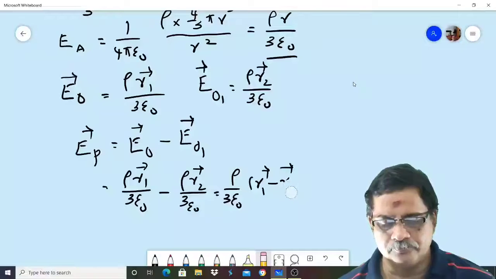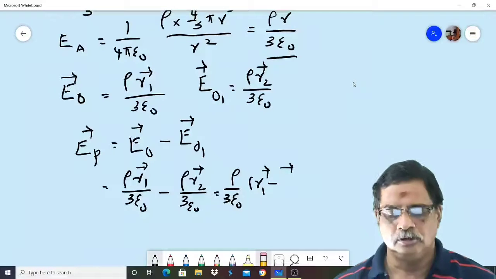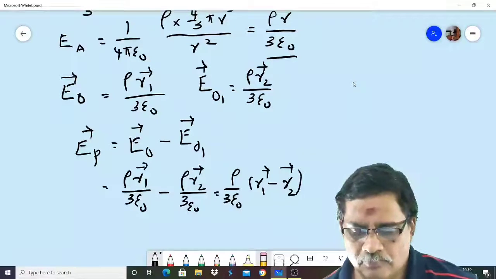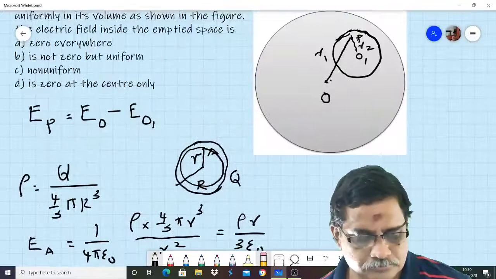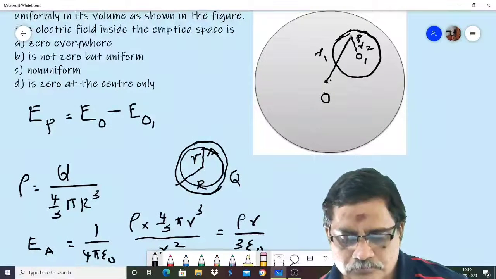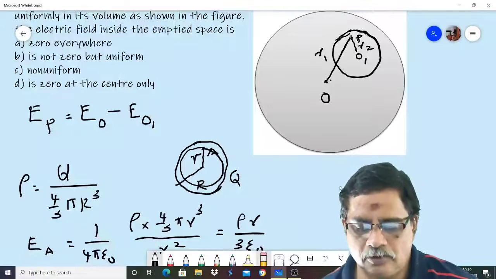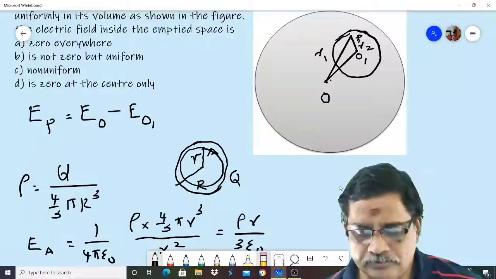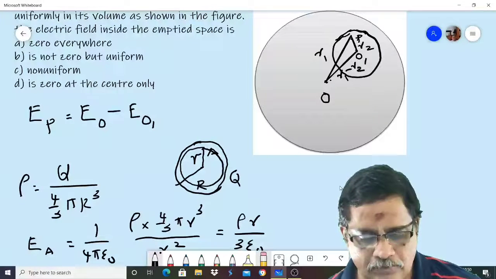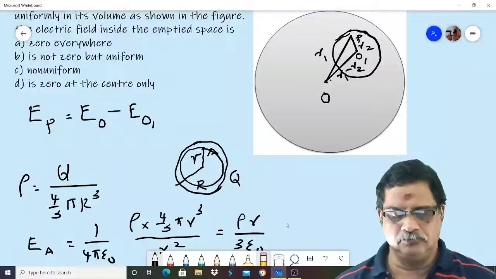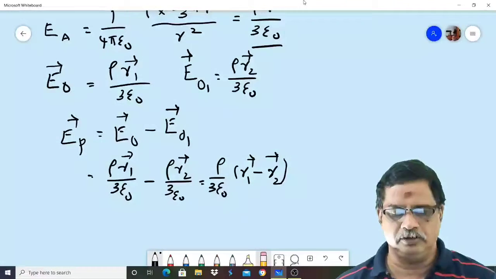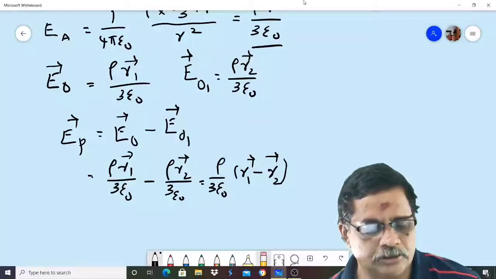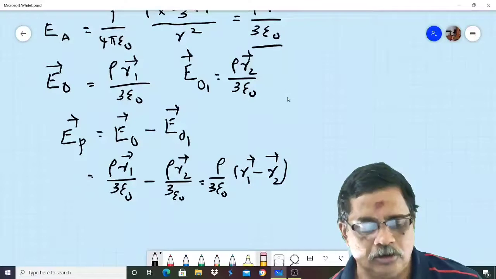Let me rewrite it. This is r2. Now let us look at the diagram. r1 minus r2 is actually this distance. This is our r1 minus r2, so that is a constant. So this distance r1 minus r2 is a constant, and therefore our final answer is that the electric field is uniform everywhere but not zero. The correct option is: not zero but uniform.